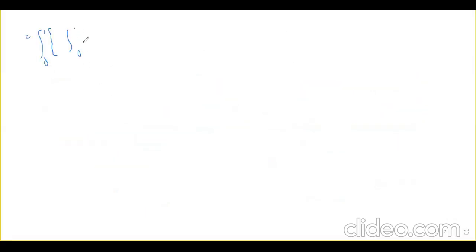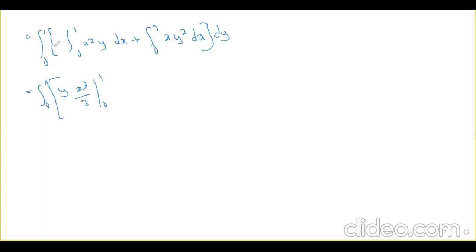So integration 0 to 1, integration 0 to 1 x square y dx plus integration 0 to 1 x y square dx, then here dy. So 0 to 1 will integrate with respect to x, and y will be treated as a constant. So I will take y outside, then x cube by 3, 0 to 1, in a square bracket as it is, y will be constant.